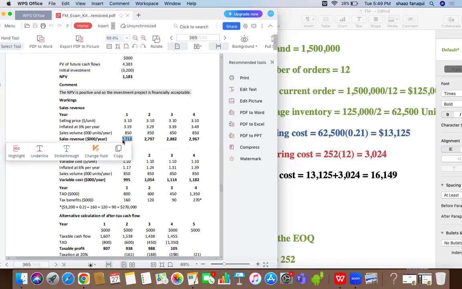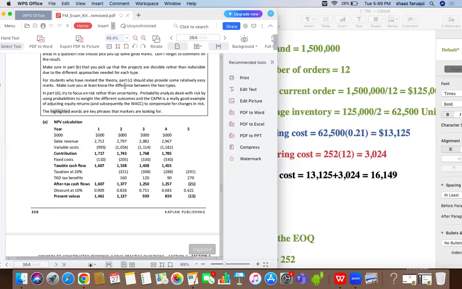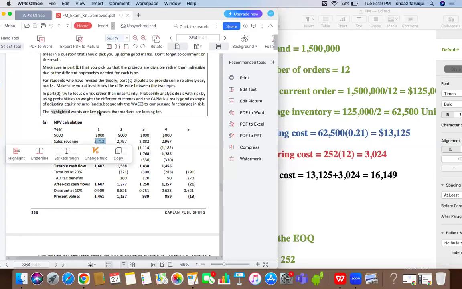So the revenue for year one is 2,712,000. Variable cost is 995,000 for the first year. This has been mentioned here. See, revenue is 2,712,000, and variable cost is 995,000.